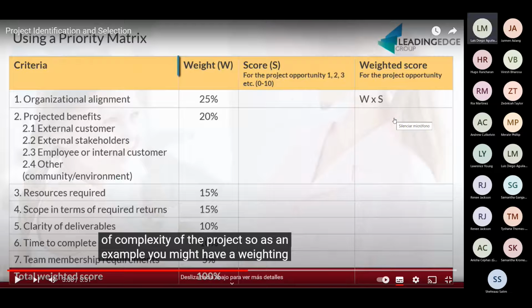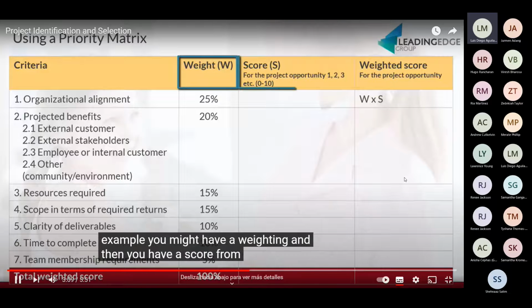They establish criteria that are very interesting. Organizational alignment, that is very good. The project benefits, right? External customers, external stakeholders. So the background analysis that we already did was important. Employee or internal customers, others. Resources required, very important. Scope in terms of required returns, clarity of deliverables, time to complete. Maybe if we are in a government and the government only has like 1 year, and then it will finish, this is a very important criteria. And also team membership requirement is also important. So this is, for me, a good first step of using a priority matrix.